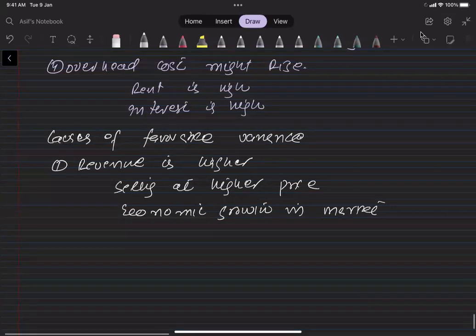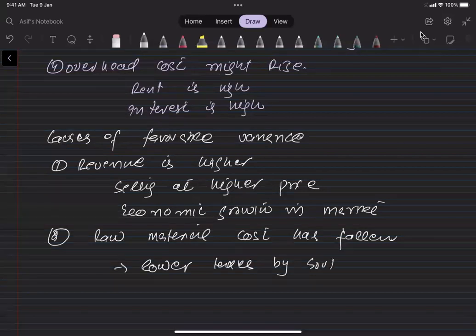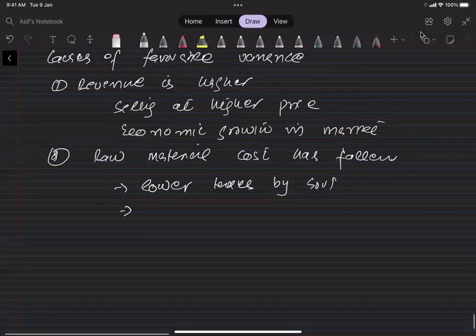Raw material cost might be lower because the government has reduced some taxes on that, or the unit cost of raw material has fallen because there are more competitors in the selling of raw material and they are selling at a lower price. Raw material cost has fallen because of lower taxes by the government, or because of more competition in the raw material market.